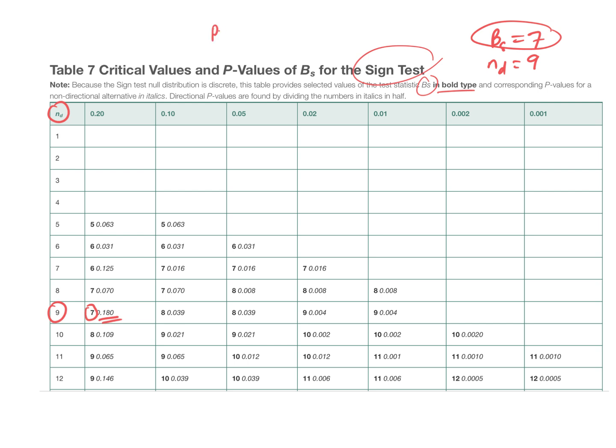So the p-value for this test, this sign test, with this data is 0.180. And as usual, we'll just use alpha equals 0.05 as our level of significance, and it turns out that our p-value is larger than this alpha, which means, therefore, we do not reject the null hypothesis.